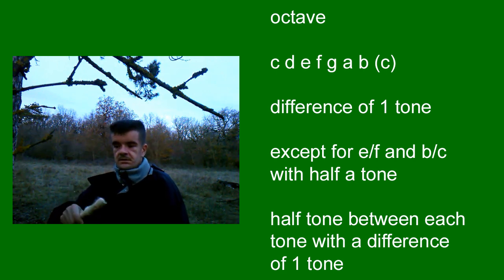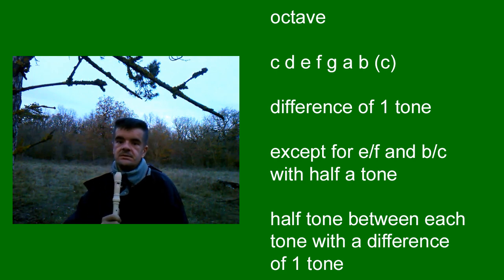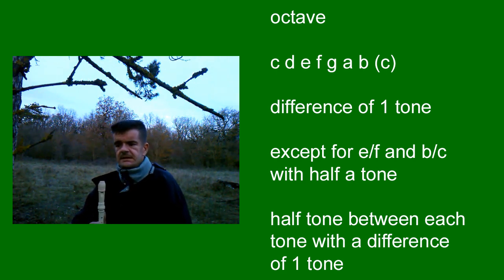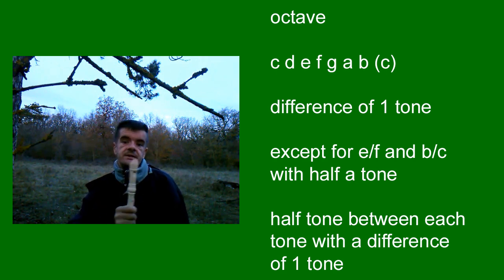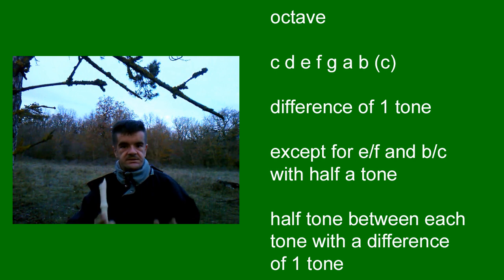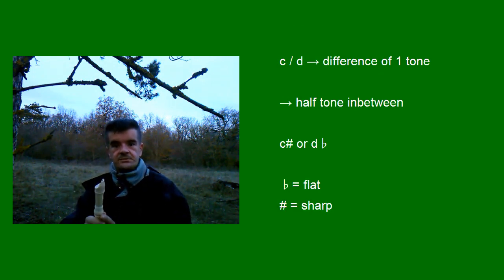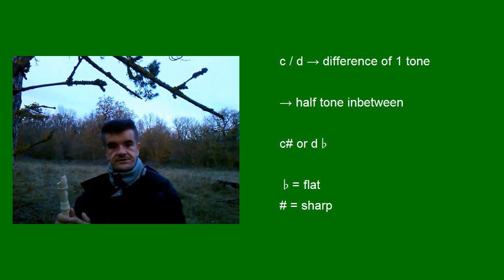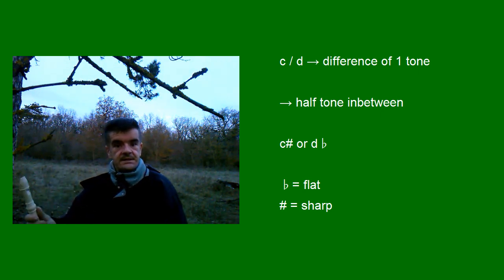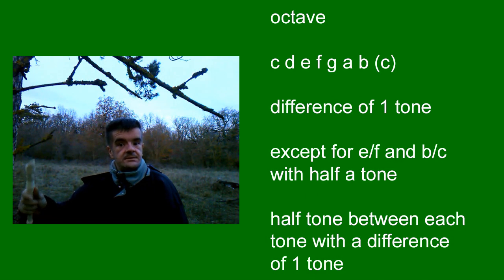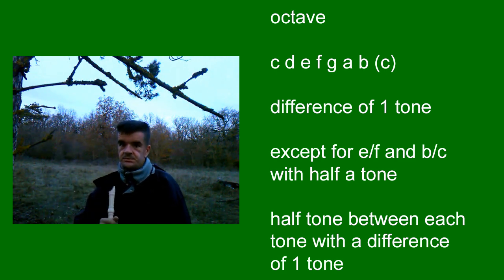What does that mean? At each space where you have a difference of one note, you have an additional half note added. That means between C and D you have a half note, because there is a difference of one note. D and E, again. E and F, no half note in between. Then you have F and G, G and A, A and B, and then B and C, only half a note, no note in between.